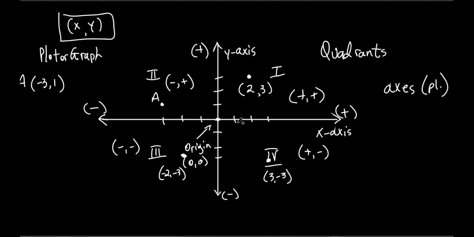What about if we go right on the line itself? What if I put a point right here, right on the x-axis? What is the ordered pair for that point?